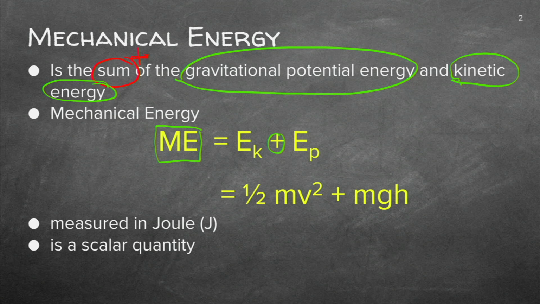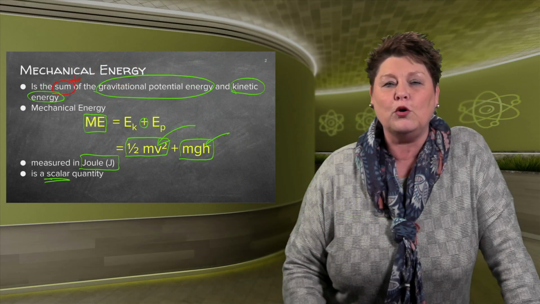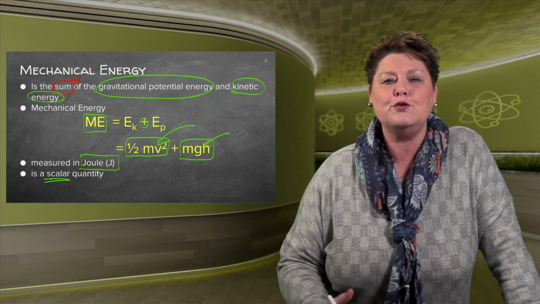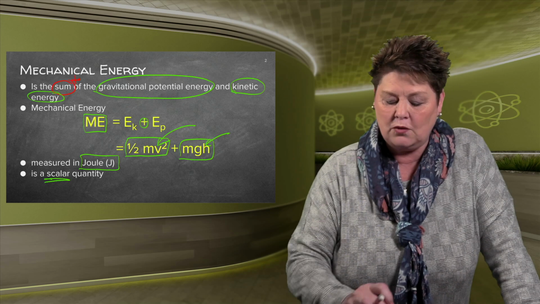Mechanical energy is thus the sum of the kinetic energy, which is half mv squared, plus mgh. Here it's all related to the velocity, and here's the position, which are the two definitions that you already know. Remember, the measurement of energy is in joule, and it's a scalar quantity. So no direction is important here. Energy is used whether it's to the left, to the right, up or down. So it's a scalar quantity.